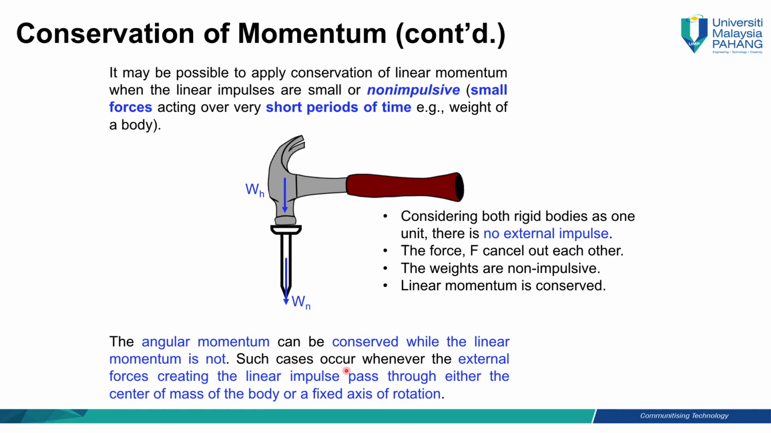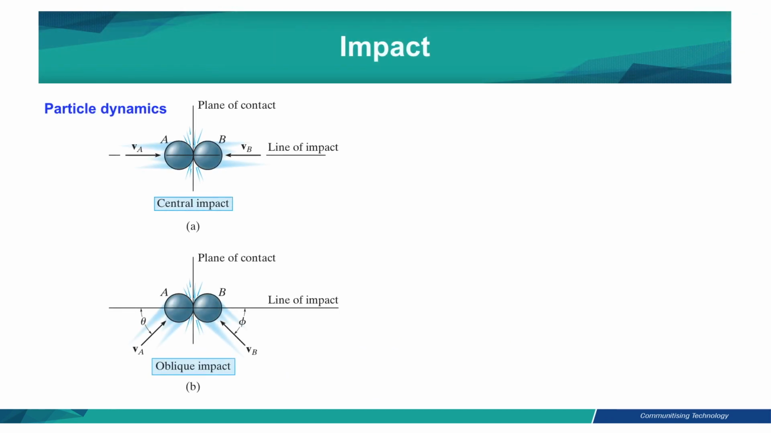Such cases occur whenever the external forces creating linear impulse pass through either the center of mass of the body or a fixed axis of rotation. So to relate the conservation of momentum, we go into the last topic of this chapter, that is the impact.